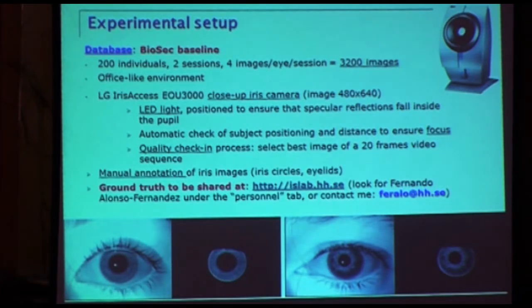We have manually annotated the iris images, so we have annotated both the circles of the iris, and we have also annotated the eyelids' position, at least here and here, modeled by a circle, so we get here the mask of the iris region. We plan to make public this ground truth in our database, so you can check the database of my laboratory, or you can send me an email directly.